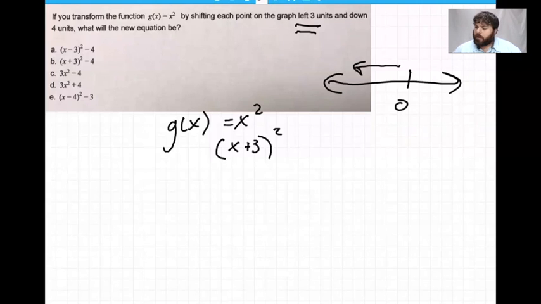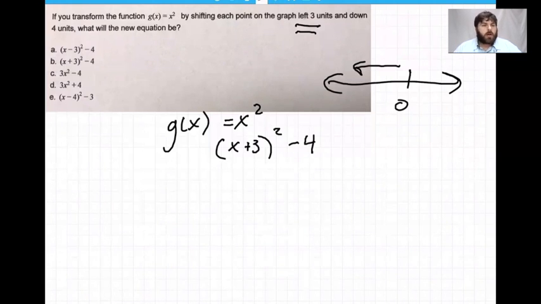How about the down 4? That up or down is not with the x, so that's going to just tag on to the end. So I'm either going to add 4 or subtract 4. When it's not with the x, it's normal. So that means we add a little minus 4 at the end. That's going to actually shift it down.